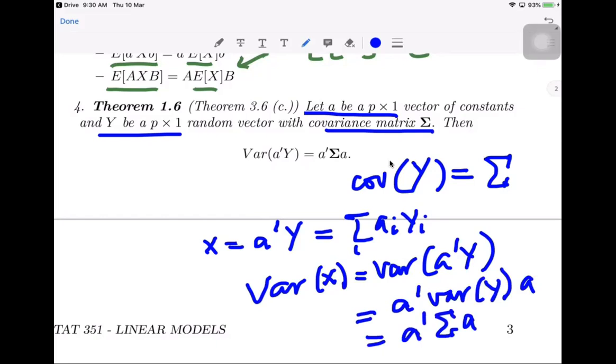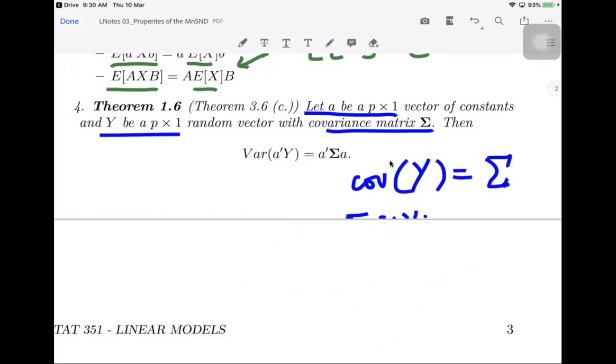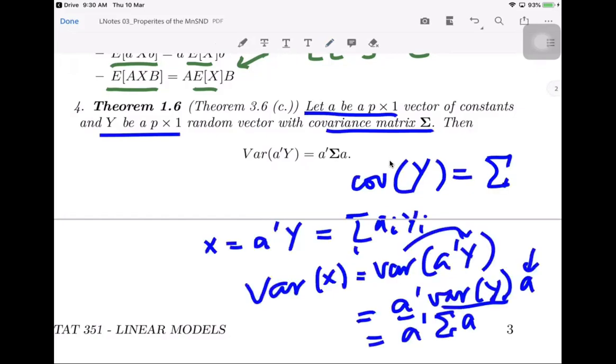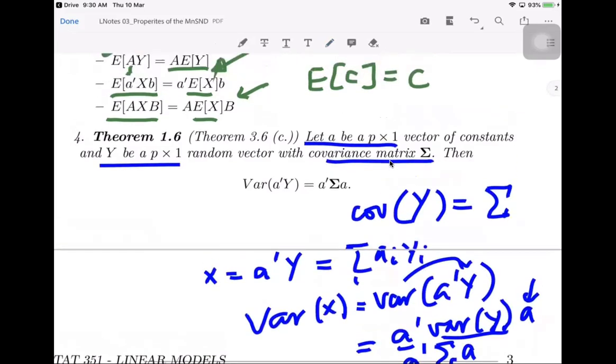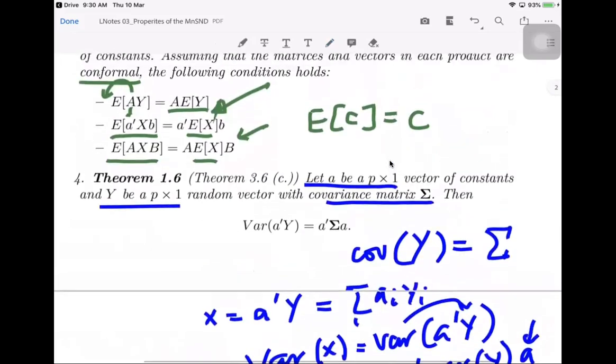So the variance does not simply distribute there. It is pre-multiplied by A prime and post-multiplied by A. So in the expectation earlier, we could just take the constants out and take the expectation of the random variable. But in the variance, it's not like that. Okay?